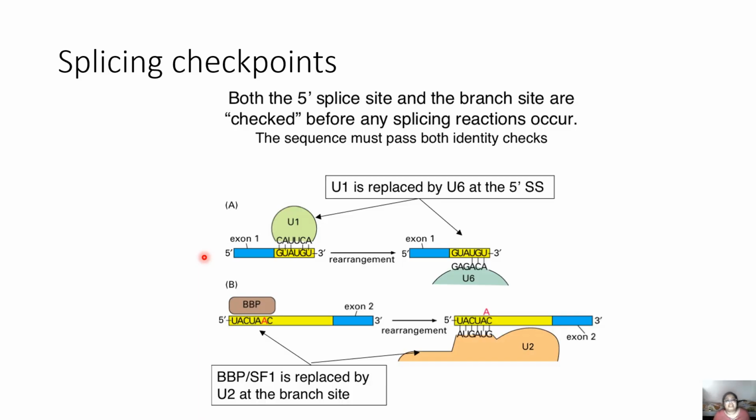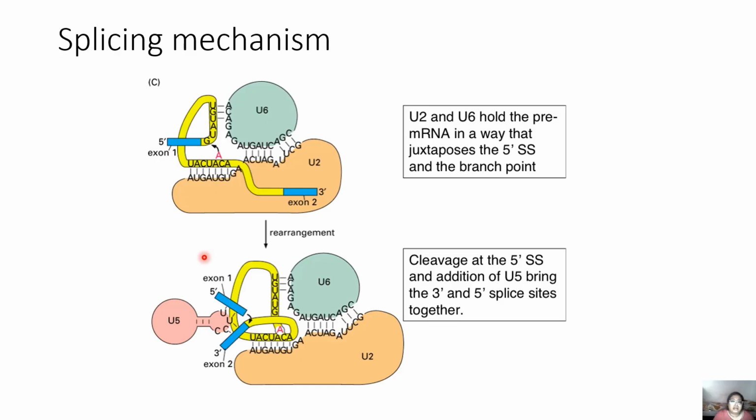Okay. Now splicing checkpoints. Both the 5' splice site and the branch site are checked before any splicing reactions occur. The sequence must pass both identity checks. Now we have talked about the splicing mechanism in some of the previous classes, but very briefly. U2 and U6 hold the pre-mRNA in a way that juxtaposes the 5' SS and the branch point. The cleavage at the 5' SS and the addition of U5 bring the 3' and 5' splice sites together.